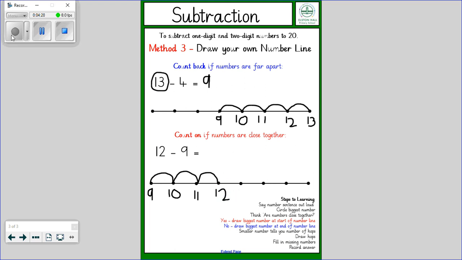We then have to count how many hops we have done in order to get our answer. So we count them together. 1, 2, 3. Let's write that in at the end of our number sentence. So the answer is number 3. 12 take away 9 equals 3. Always make sure to double check your answers by counting and checking how many hops you've done. And finally, don't forget to record your answer at the end of your number sentence.